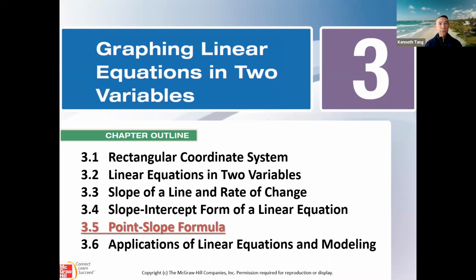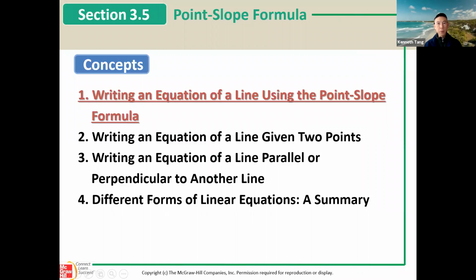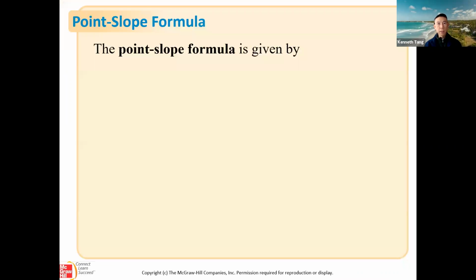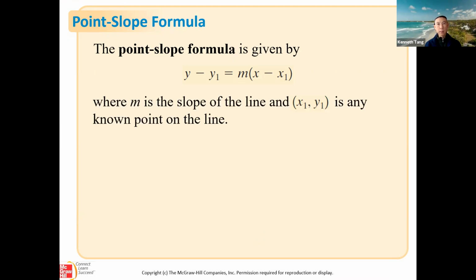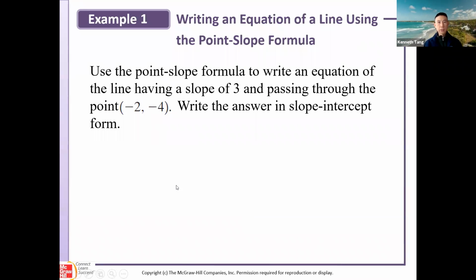formula. So for the point-slope formula, we want to write the equation using it. One formula is y minus y1 is equal to m times x minus x1. Here m is the slope of the line, and (x1, y1) is another known point on the line. So here we use the point-slope formula to write the equation.